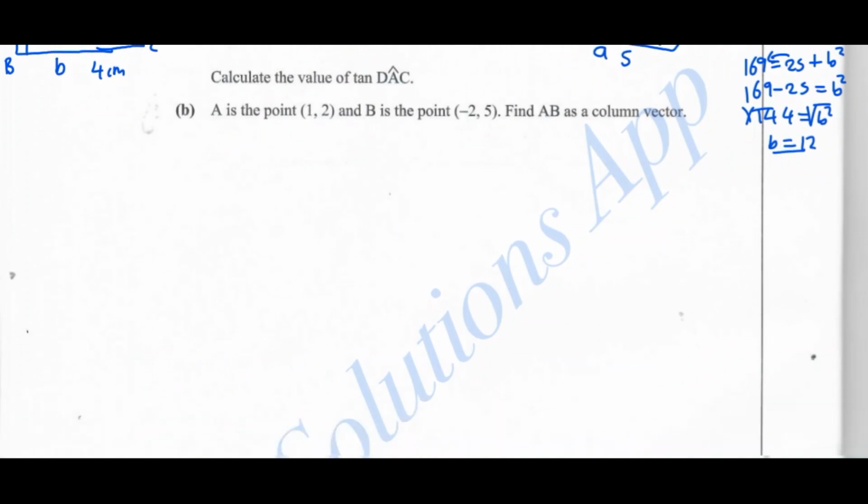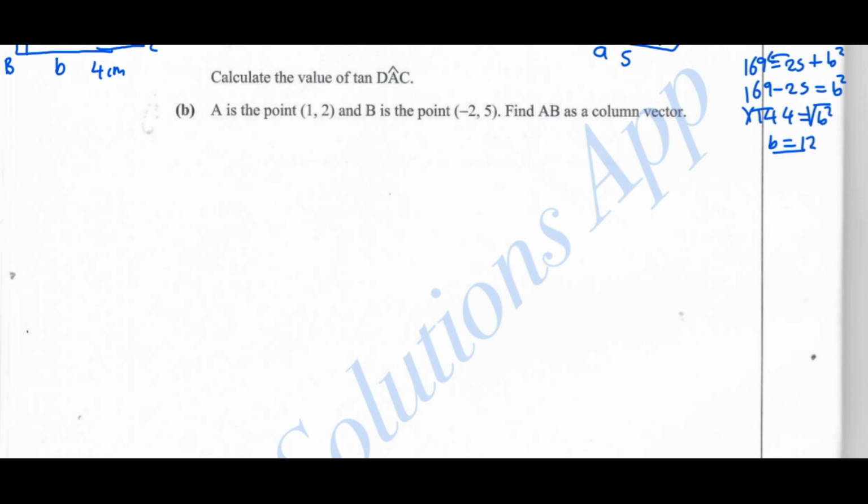Then for question B, A is the point that and B is the point that. Find AB as a column vector.